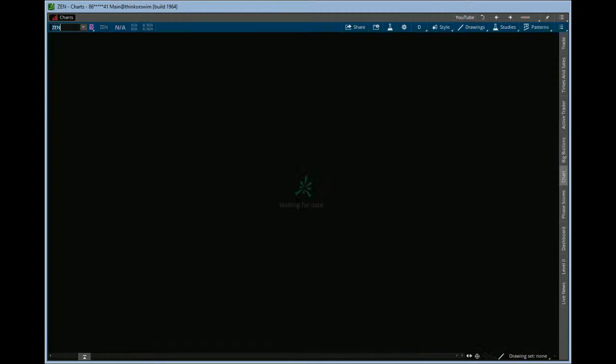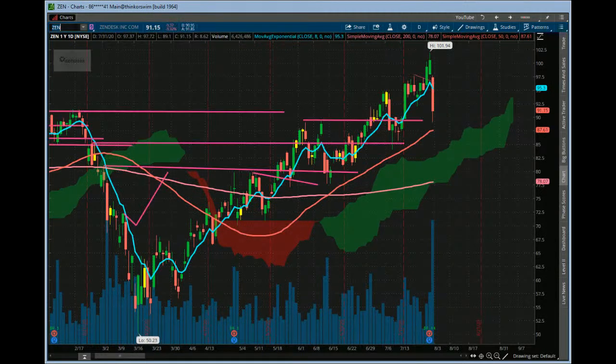Let's take a look at ZEN. Oh, a nasty pullback on Friday on ZEN after those moves right there. Let's put that on the bearish list for tomorrow. It's a pretty nasty pullback on that one, so we're going to keep it on the bearish radar for Monday.